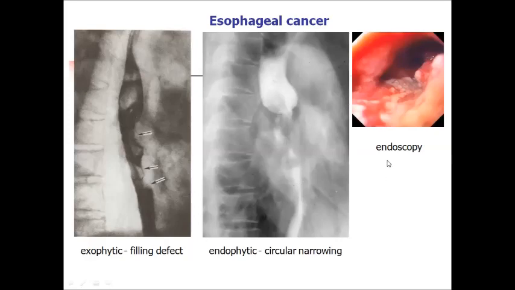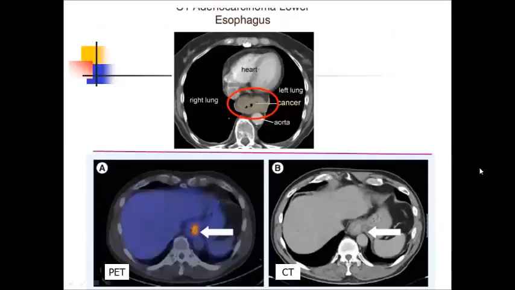All this, as I have said previously, always combine radiological findings. It may be filling defects, maybe narrowing. It doesn't mean all pathology found on X-ray or on CT is compared with endoscopic findings.